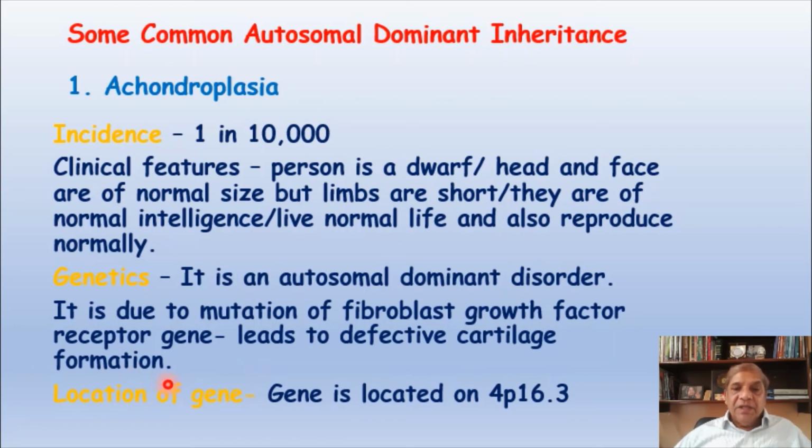Now, where is this gene located? This gene is located on chromosome number 4, an autosome. See this, this is autosome, chromosome number 4, and on the short arm, P means short arm of the chromosome, number 4 at 16.3 location.